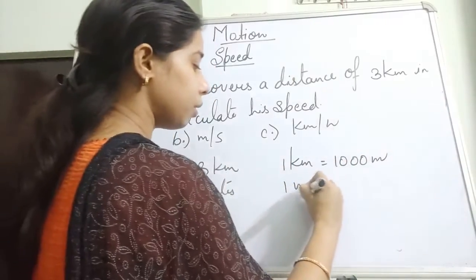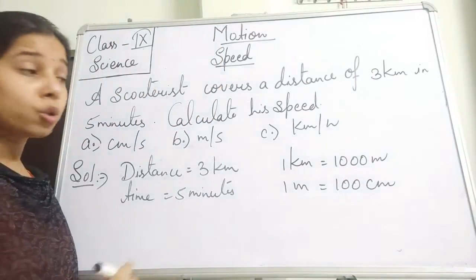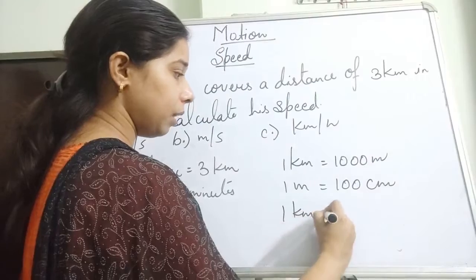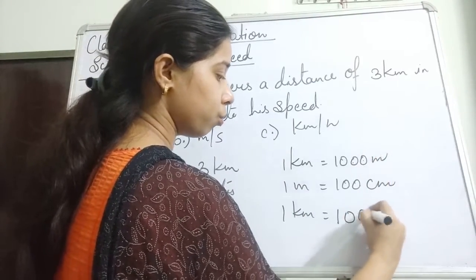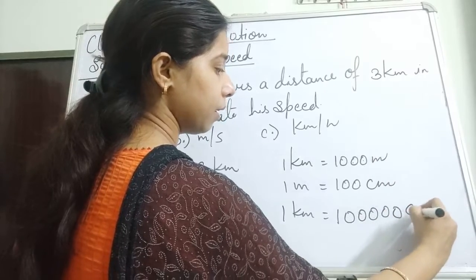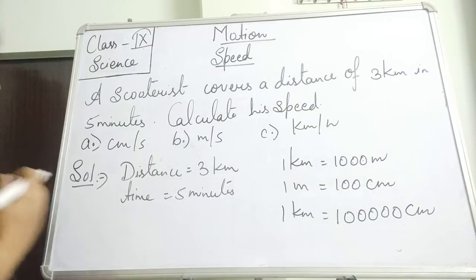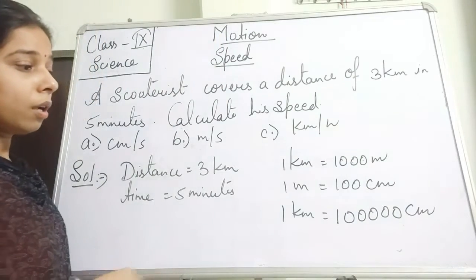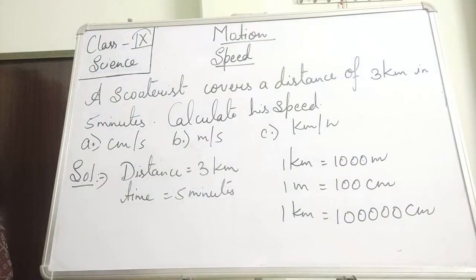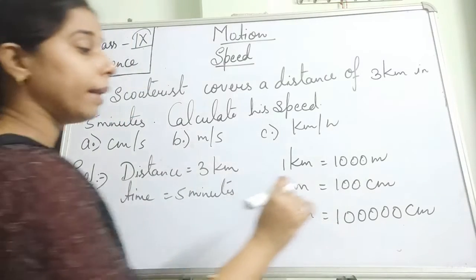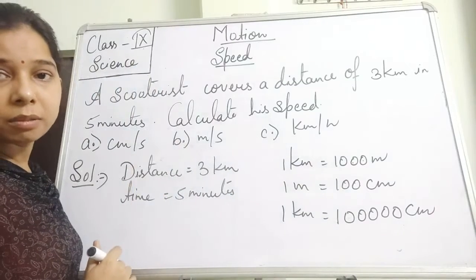And 1 meter is equal to 100 centimeters. So 1 kilometer will be equal to 1, 2, 3, 4, 5 zeros, centimeters. Right? Okay. So 1 kilometer will be equal to 1 lakh centimeters. This is the conversion we have done for centimeters.